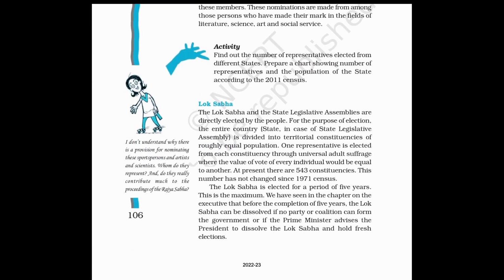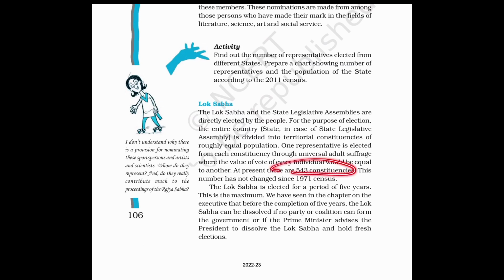What about the Lok Sabha? Here there will be direct elections, in Lok Sabha or the State Legislative Assembly, which you call Vidhan Sabha. So there the people are directly electing the representatives. And you know that the country is divided into territorial constituencies, one representative from each constituency. Universal adult suffrage, which means everyone above the age of 18 years, will be allowed to vote. There will be no discrimination on the basis of, let's say, education or property or gender or whatsoever.